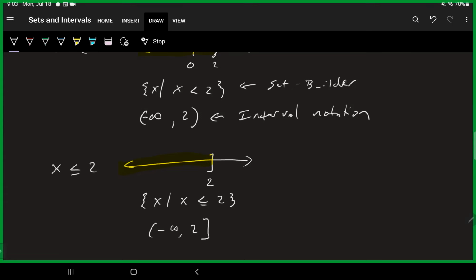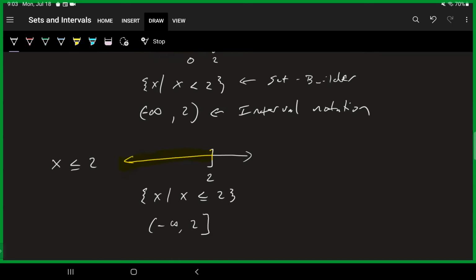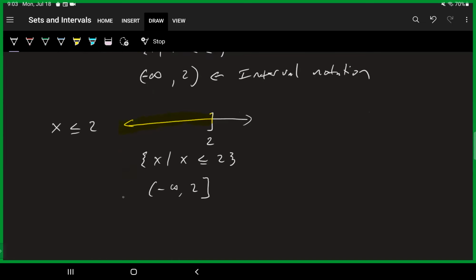So the square bracket means that we're including the endpoint, and the round parenthesis means we're not. You're going to notice that I'm always going to have a round parenthesis around infinity or negative infinity. We never include infinity or negative infinity. Infinity is a concept, it's not a number. So you can never attain the value.